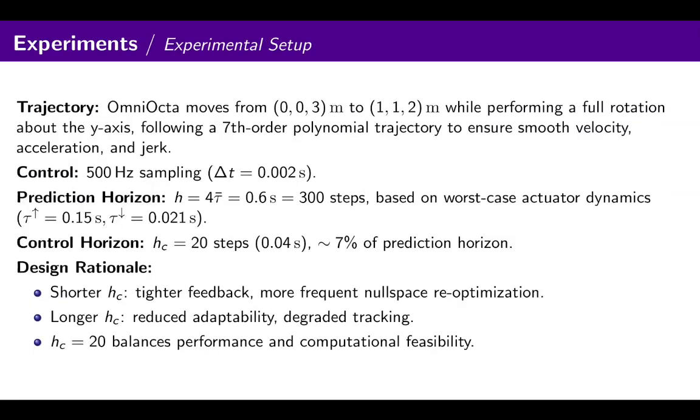The control and sampling frequency is set to 500 Hz. Since the goal is to suppress oscillation caused by this mismatch between commanded input and actuated one, the prediction horizon must be chosen to capture the actuator transient response. Typically, a first-order system reaches 95% of its set point within 3 times tau. Accordingly, the prediction horizon is set equal to 4 times the worst-case actuator time constant, which in our case is the rise time constant. The control horizon is equal to 7% of the prediction horizon.